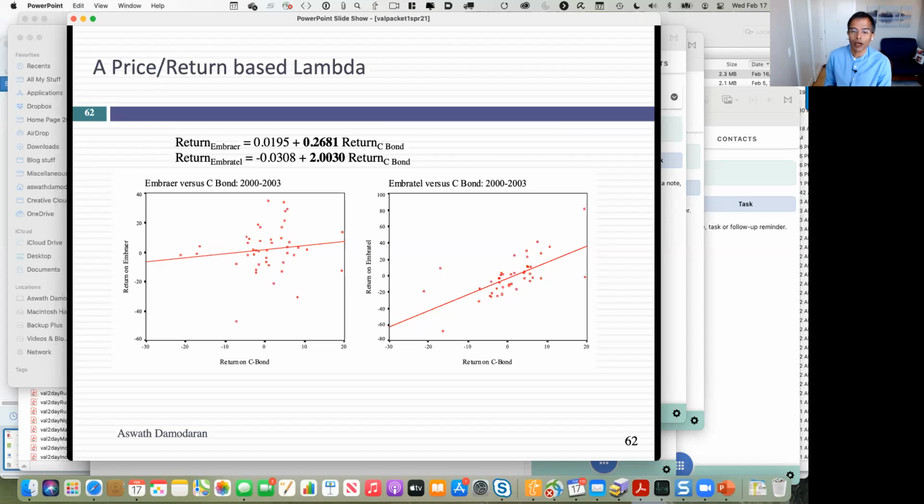For instance, if you look at Embraer, for every 1% increase in the C bond, so the C bond does well, it goes up by 4%, Embraer goes up only about a quarter of that. So if the bond is up 4%, Embraer is up only 1%. Why? Because Embraer is a company that's not that exposed to country risk. But in contrast, if you look at Embratel, for every 1% increase in the C bond, Embratel goes up twice as much. It's twice as exposed to country risk, both in good ways and bad ways. The lambda then becomes the slope of that line. So the lambda for Embraer becomes 0.27, and the lambda for Embratel becomes 2.00.